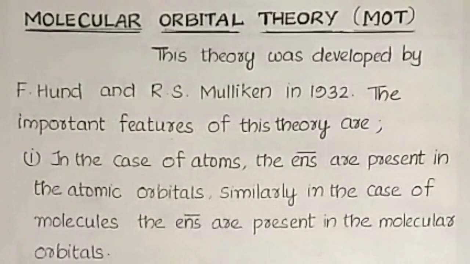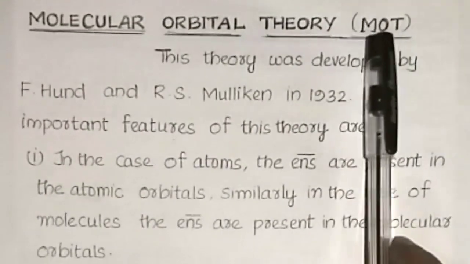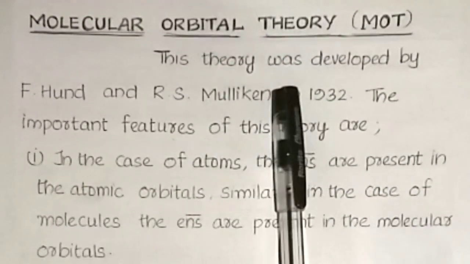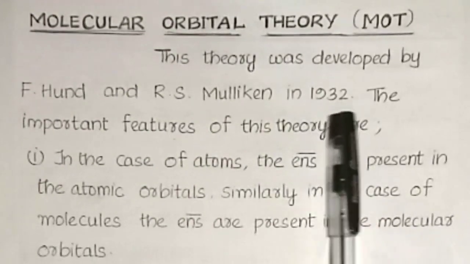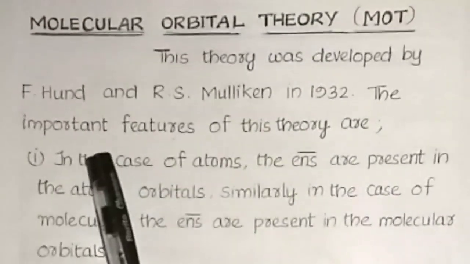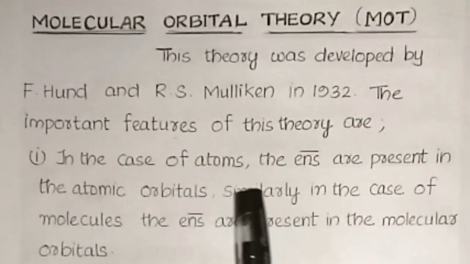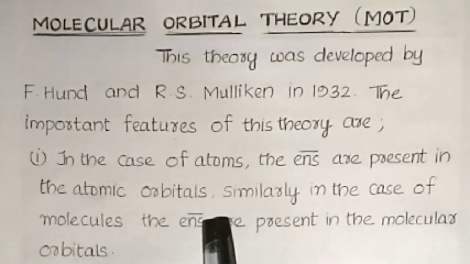Next, our portion is molecular orbital theory, MOT. This theory was developed by F. Hund and R.S. Mulliken in 1932. The important features of this theory are: in the case of atoms, the electrons are present in the atomic orbitals.